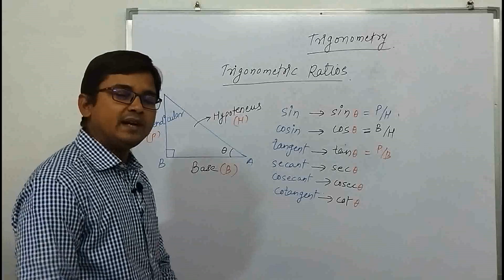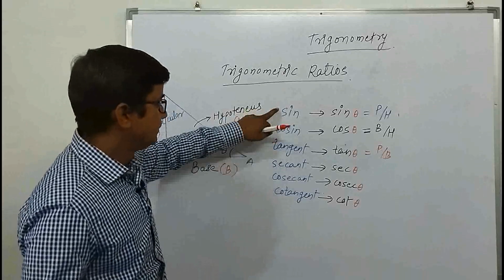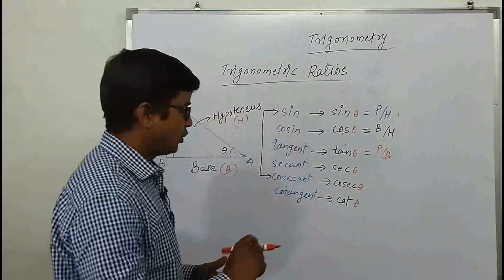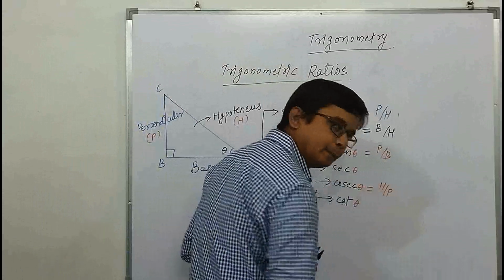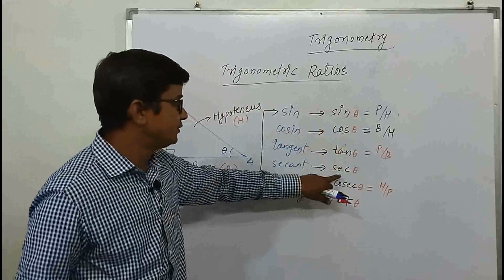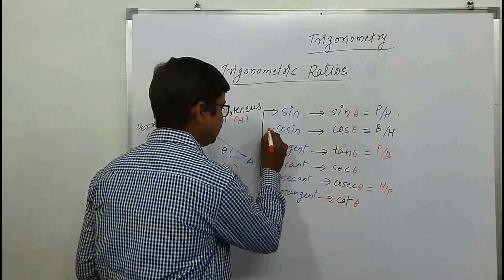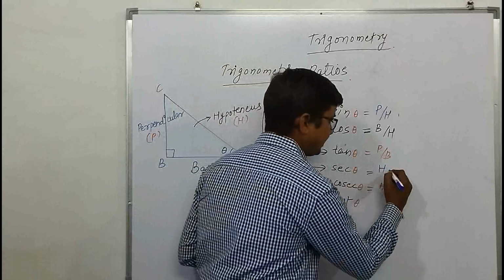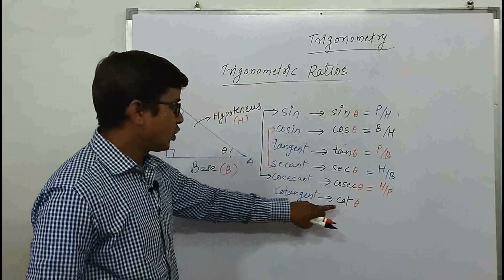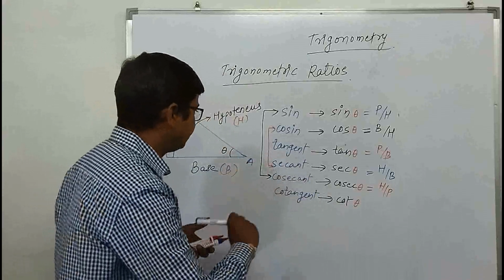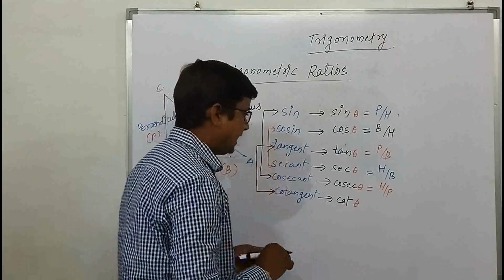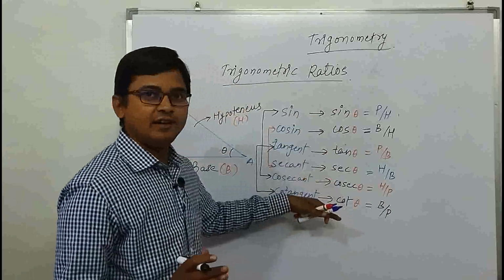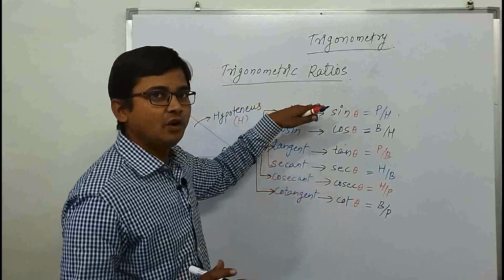And here one interesting thing is sin theta is the reciprocal of cosec theta, and cosec theta will be H by P. Cos theta is the reciprocal of sec theta, and sec theta will be H by B. And cot theta is the reciprocal of tan theta, that is B by P.